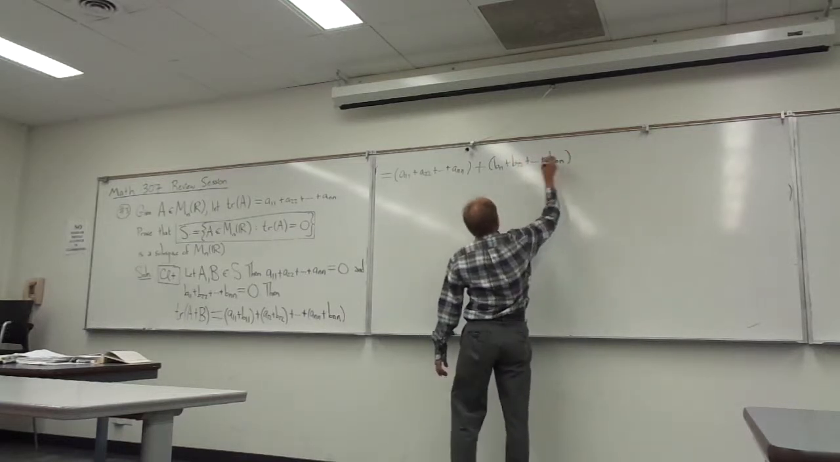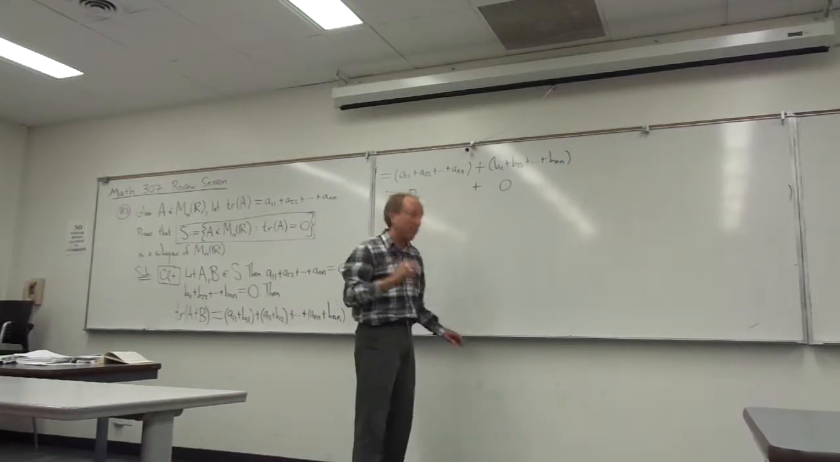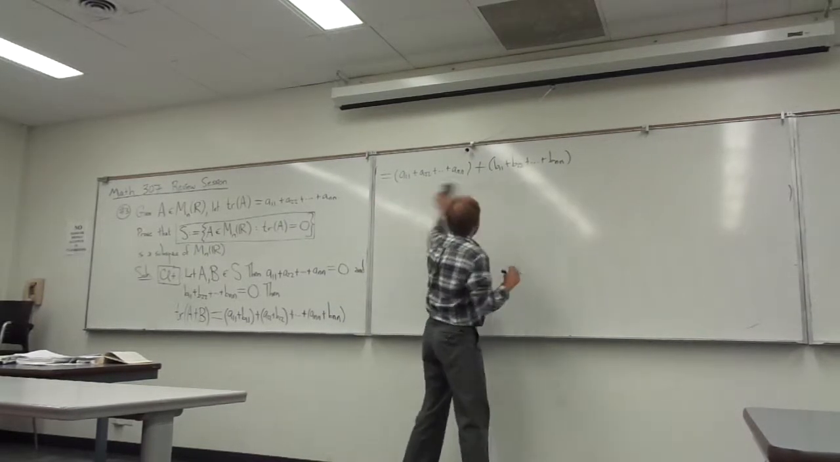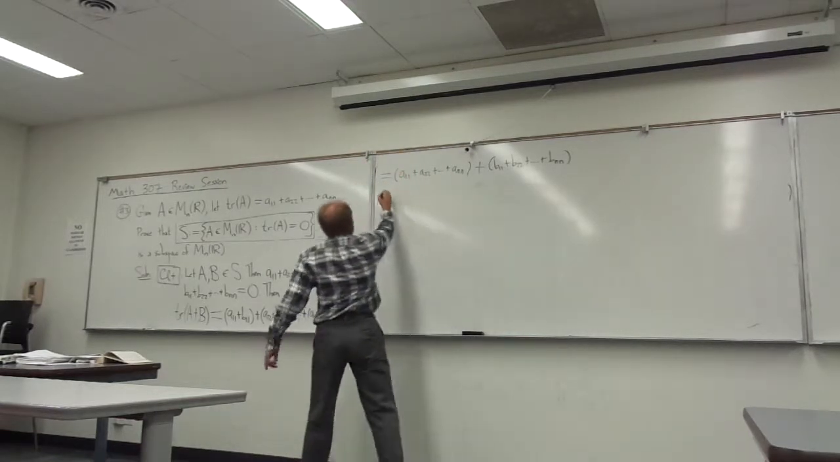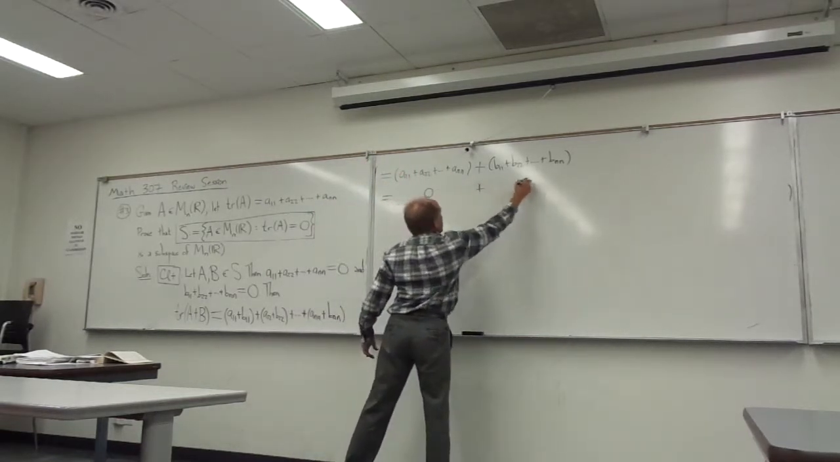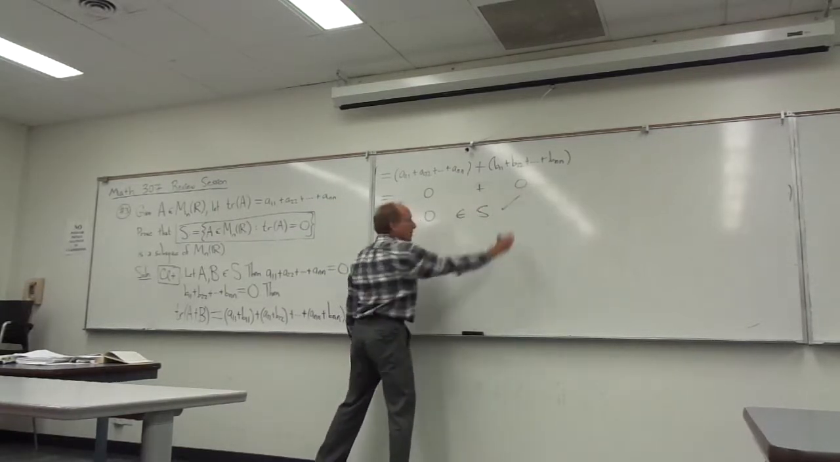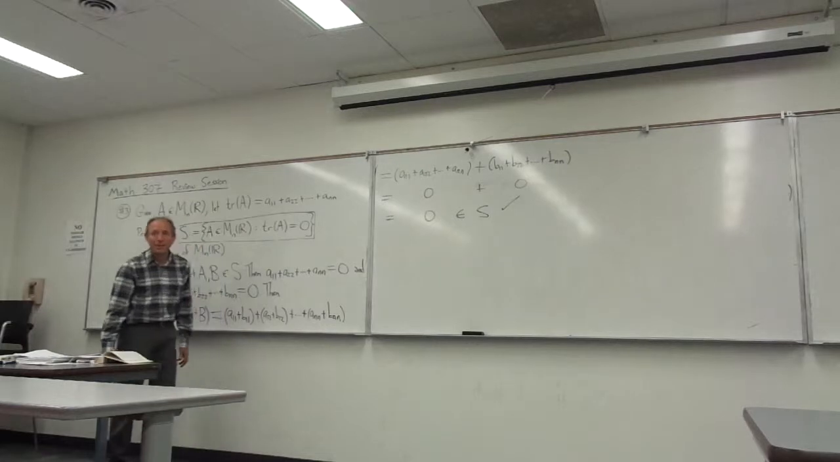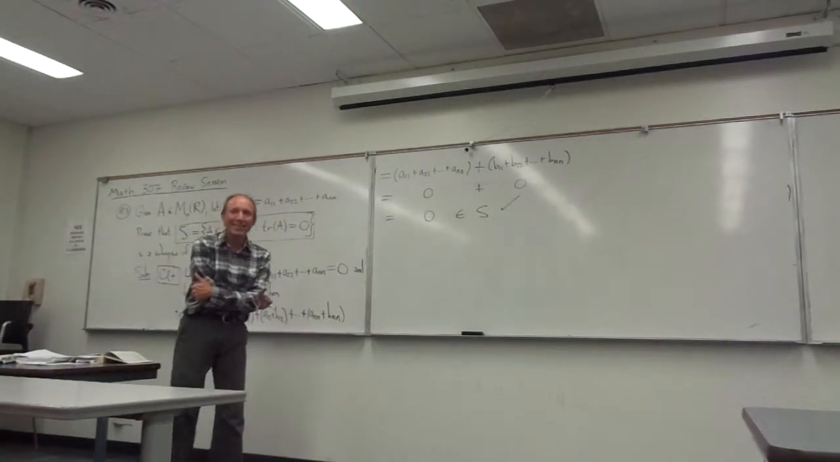Up to B and N, and now we have 0 plus 0. Okay, I'm going to do something wrong. I'm going to make a mistake, and I want somebody to tell me what I'm about to do wrong. So equals 0 plus 0 equals 0, element of S. What did I do wrong?